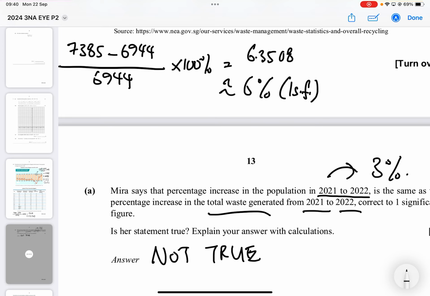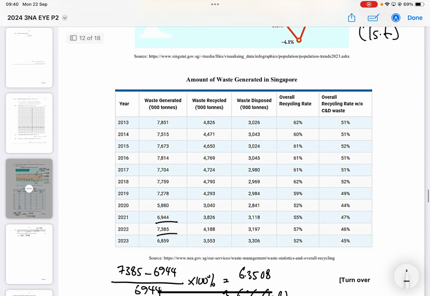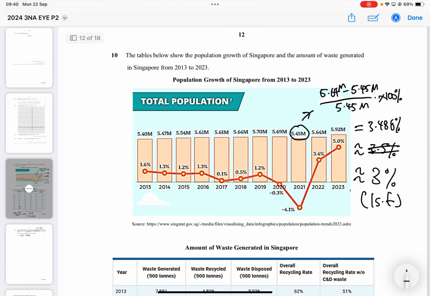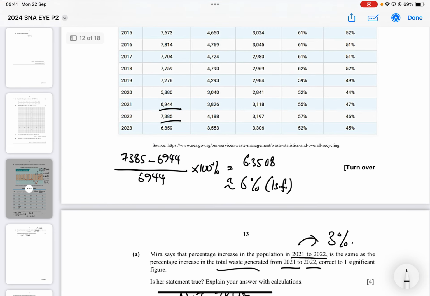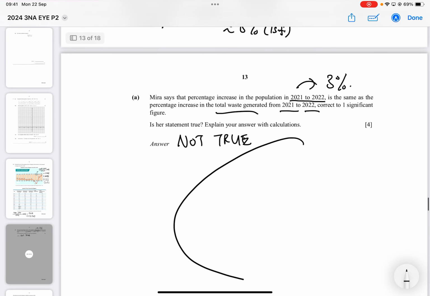Explain your answer with calculations. So what are these calculations that they ask for? Actually, it is those calculations that I made just now. So all these finding percentage, they are part of the answer. You have to show this. Finding this percentage, finding this percentage. So both these workings should be put under here. You must find your percentage of population, put it here. Find your percentage of the waste, put it here. Then after that, the final statement is not true. One is 3%, one is 6%. So they are not the same.